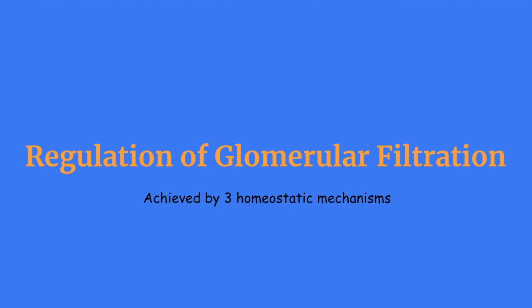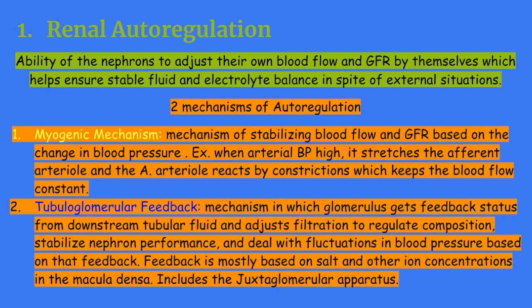Regulation of glomerular filtration is achieved by three homeostatic mechanisms. The first is renal autoregulation. And this is the ability of nephrons to adjust their own blood flow and glomerular filtration rate by themselves, which helps ensure stable fluid and electrolyte balance in spite of external situations, such as high blood pressure.